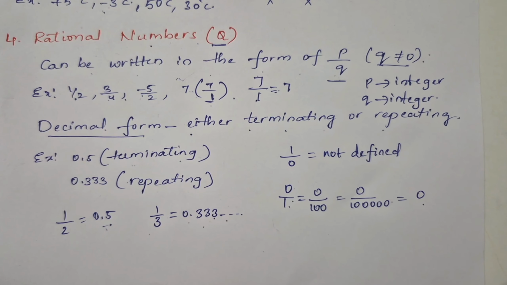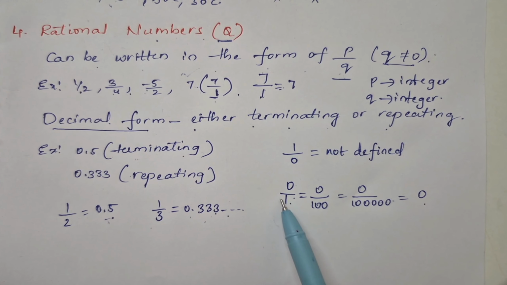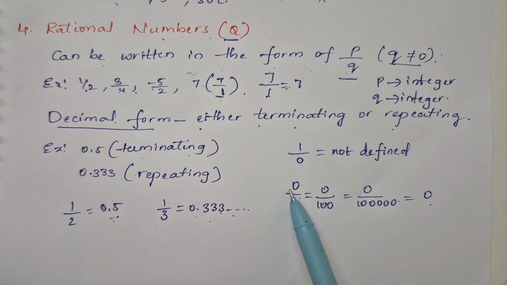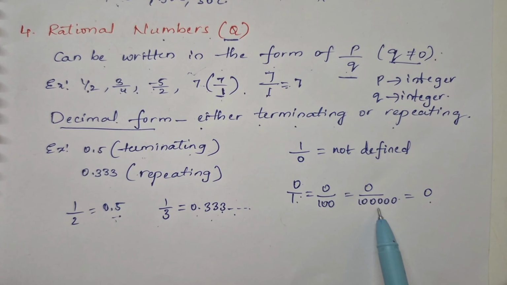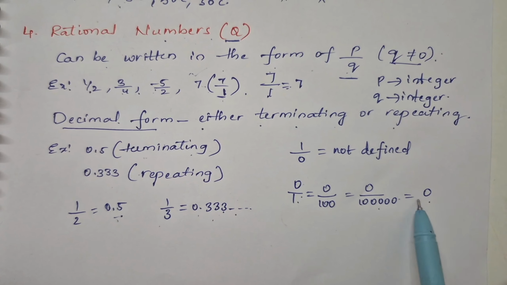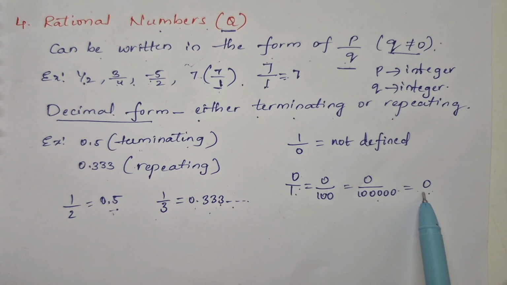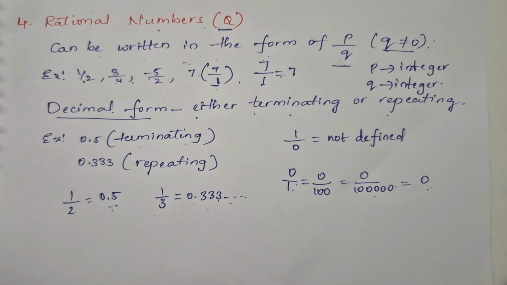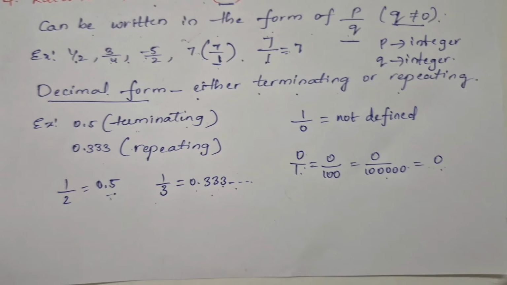Okay. So, is 0 a rational number? Yes, 0 is also a rational number. Why? Because can we write 0 as 0 by 1, 0 by 100, 0 by 1 lakh? What is the value of 0 by any number? It is equal to 0 only. Where 0 is an integer and any number is also an integer only. That is also in the form of p by q. That's the reason 0 is also a rational number.